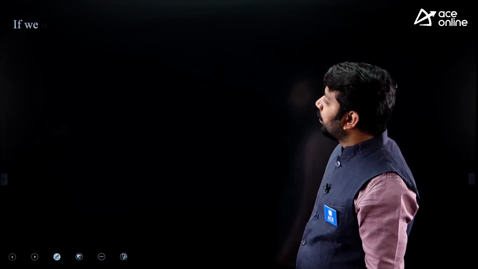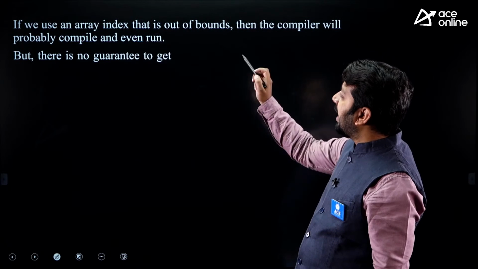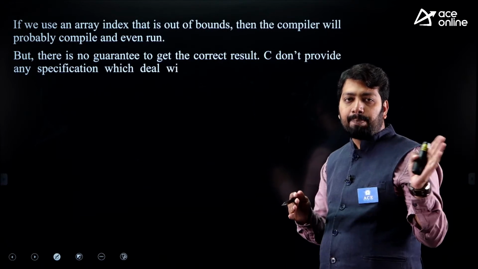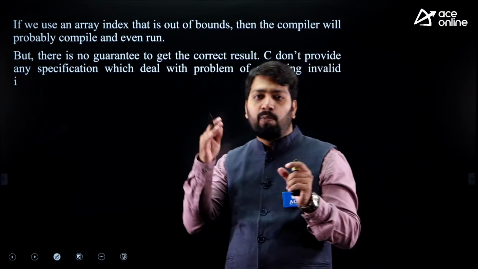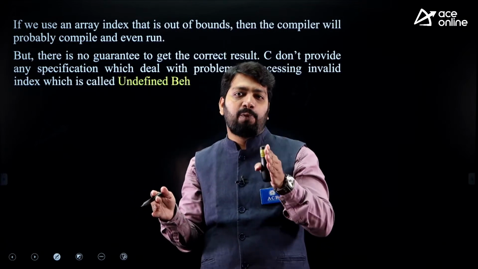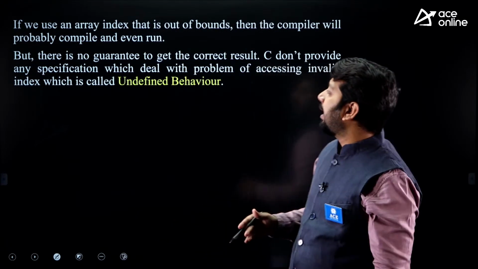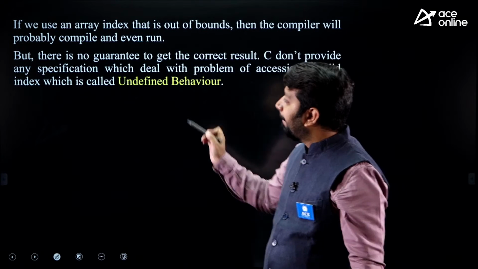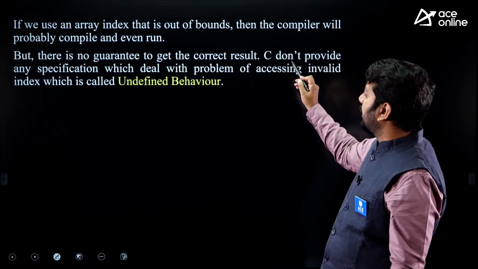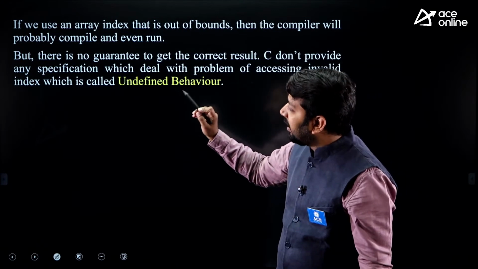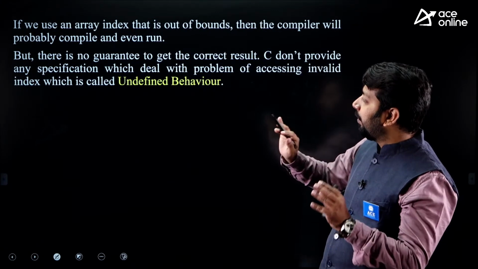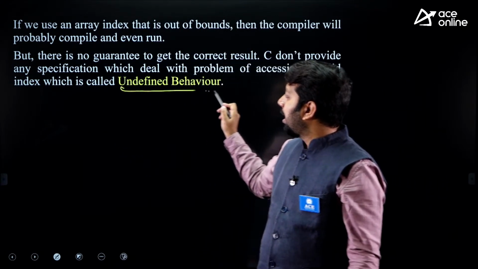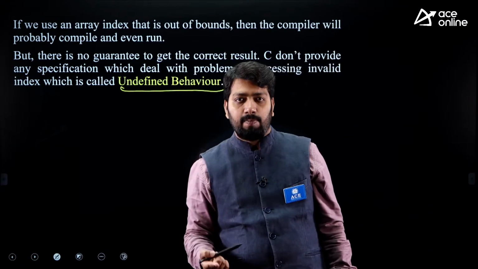Fine. So if we use an array index that is out of bound, that means we are going outside the boundary. Like in our previous example, my array size is 5. That means lower bound is 0, upper bound is 4. But I am trying to access array of 10. In that case, what will happen? There will be no compile time error. Program will run successfully. But there is no guarantee of a correct result. C doesn't provide any specification which deals with the problem of accessing an invalid index, which is called undefined behavior, so the program might crash because of it.